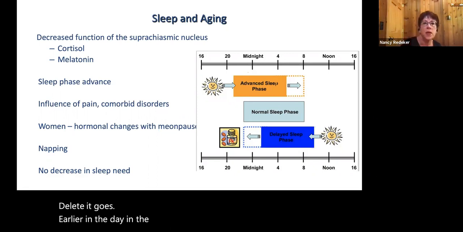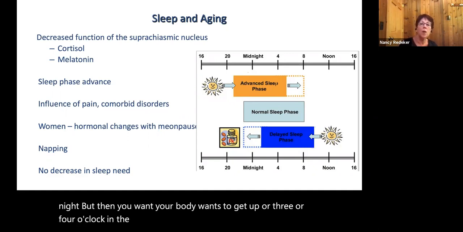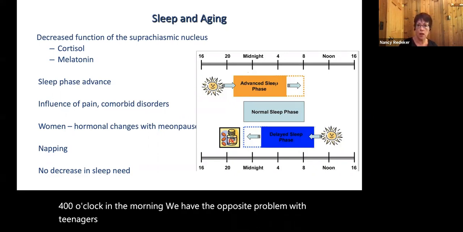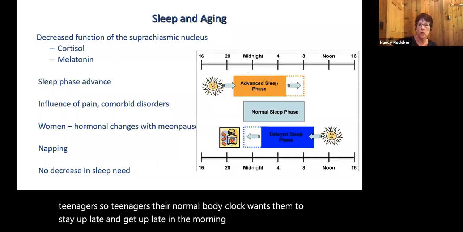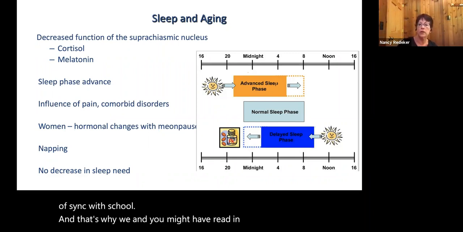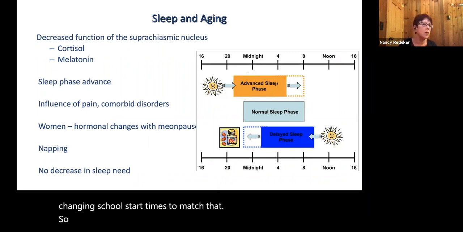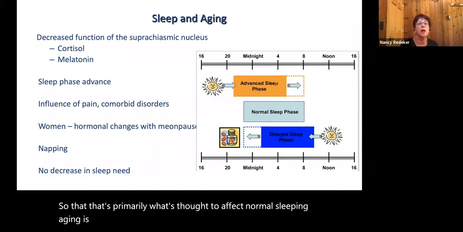So you may be sleepy at 8 o'clock at night, but then your body wants to get up at 3 or 4 o'clock in the morning. We have the opposite problem with teenagers. So teenagers, their normal body clock wants them to stay up late and get up late in the morning, which of course is out of sync with school. And that's why you might have read in the news about changing school start times to match that. So that's primarily what's thought to affect normal sleep and aging, is the change in your circadian rhythm.